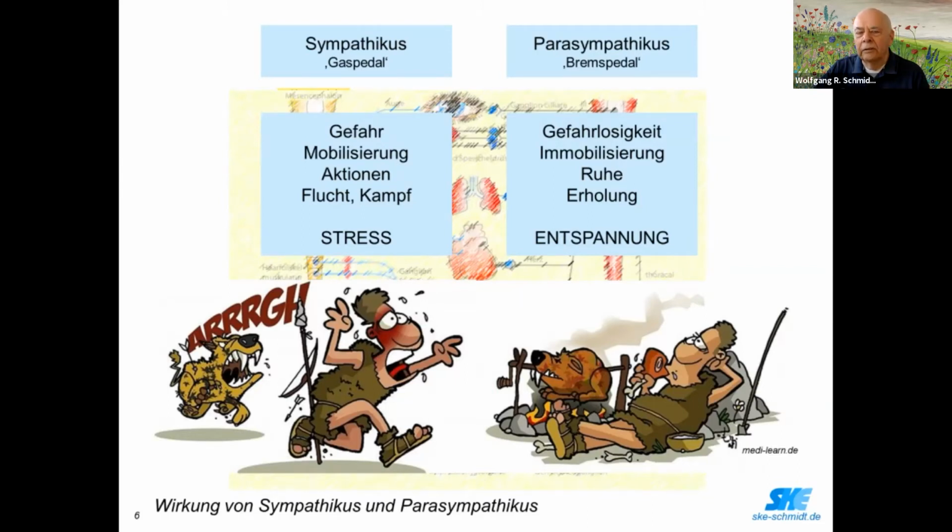Now when we look at our ancestors, in case of danger, the sympathetic nerve triggered mobilization, action, flight or fight. So it triggered stress, adrenaline, noradrenaline. And in a state of no danger, the parasympathetic kicked in, the brake pedal. There was immobilization, there was quietness, calm, relaxation.